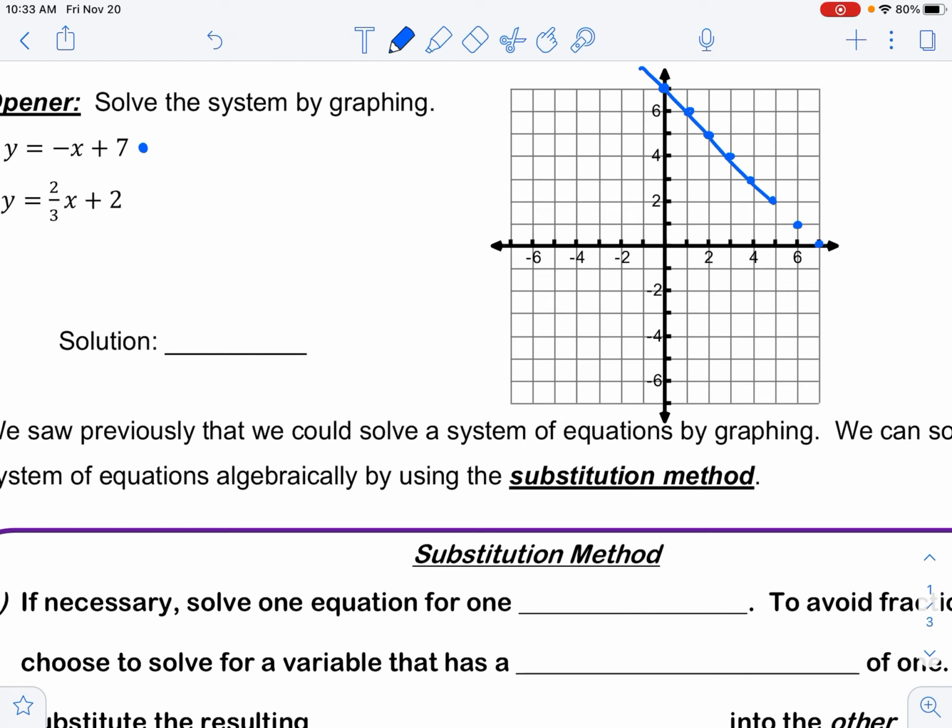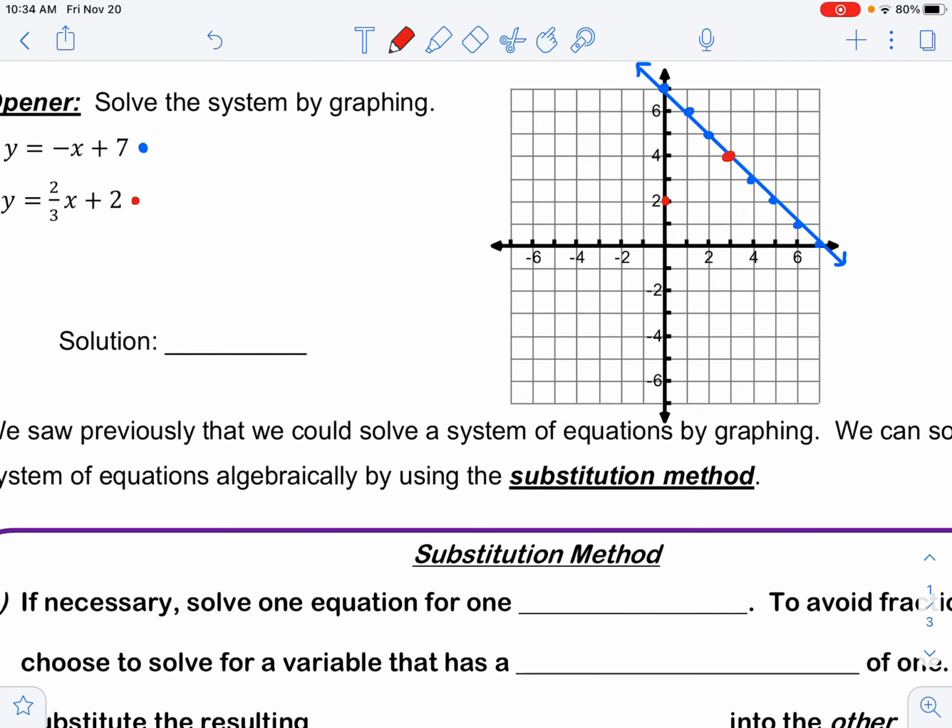So I'm going to graph that line. Remember, you're putting all the points that are on the line that are on the graph paper and then drawing a line through it, putting arrows on the end. Because if the lines intersect, it's going to be one of those points that's on the graph paper.